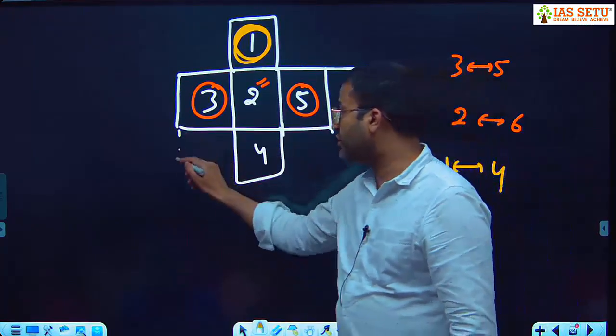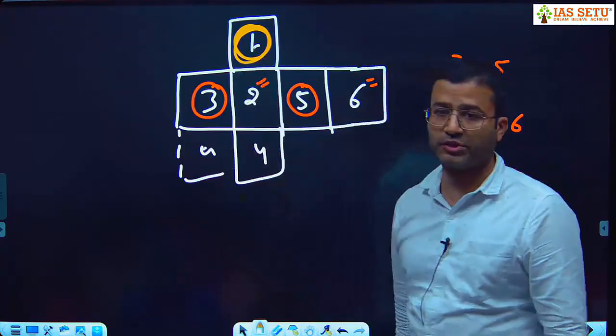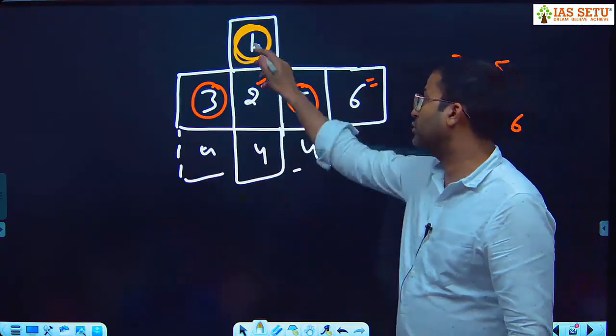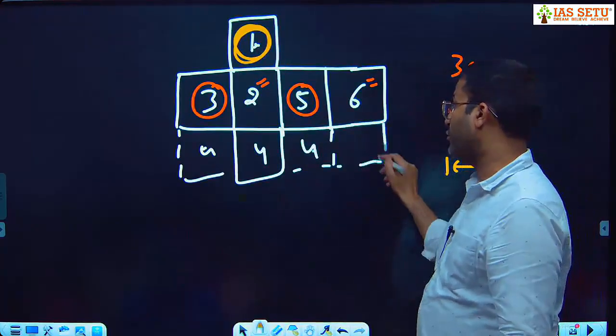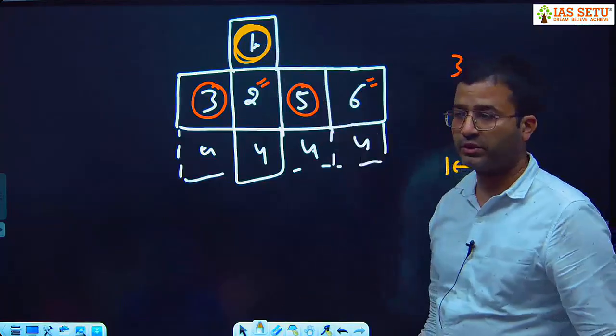If this 4 is here, then also 1 and 4 are opposite.